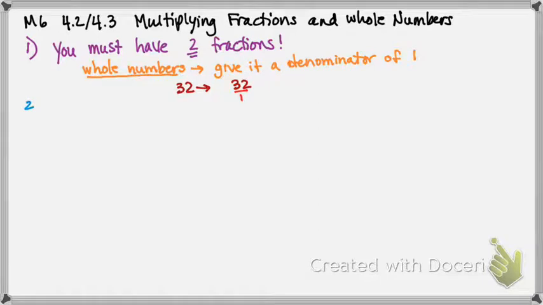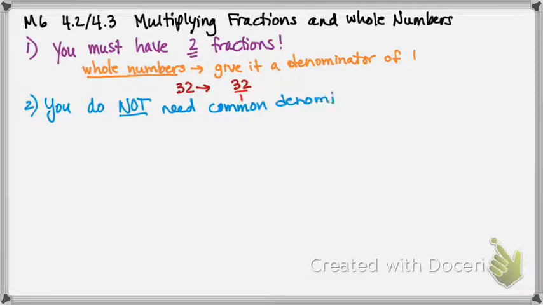So the next thing is, multiplying with fractions is actually so much easier than adding or subtracting, because guess what? You do not need common denominators. So it's far less work than adding or subtracting fractions and decimals, or fractions and mixed numbers. Okay? You do not need common denominators. Don't do it. Okay? Trust me on this one.